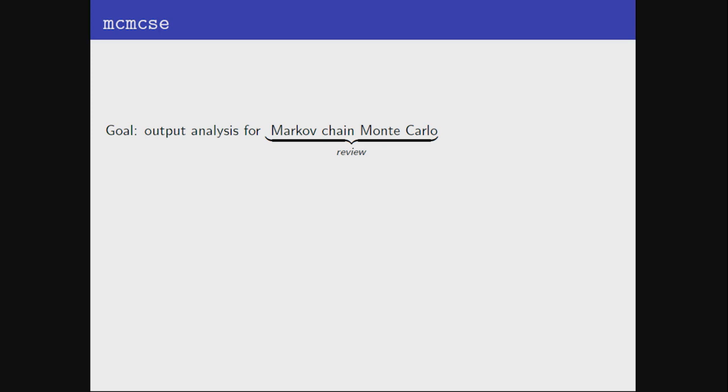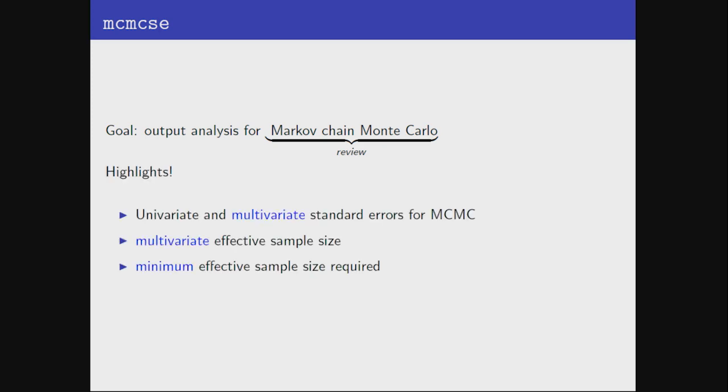But in case you already know about MCMC or you really are not interested in some of the math and the details, then you should still sit around, because the highlights of the package are that you can do univariate and multivariate standard errors for MCMC. You can also calculate something called the multivariate effective sample size as opposed to univariate effective sample size. I'll talk about that. And also, you can find out what is the minimum effective sample size required for your MCMC problem. And that you can do before you start simulation.